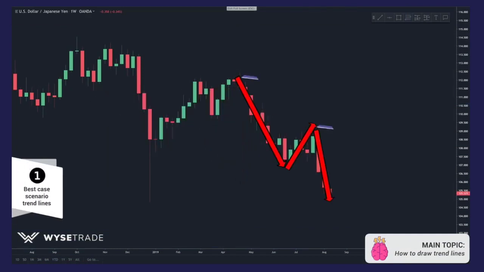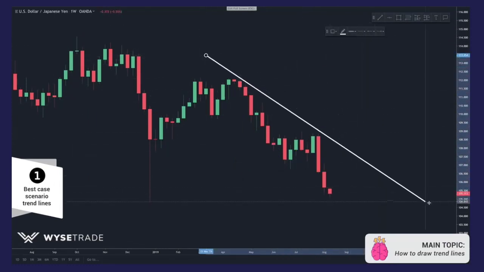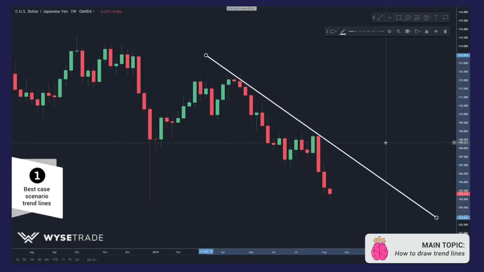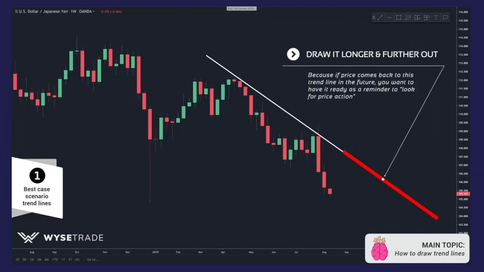Now here is your current moving downtrend. You click on your line drawing tool, start from past the first swing high, and drag the line down, connecting the 2 points. Also, make sure when you draw your trend line to have it extended further down, because if price makes it back up to this trend line in the future, you want to have it ready there as a reminder to look.